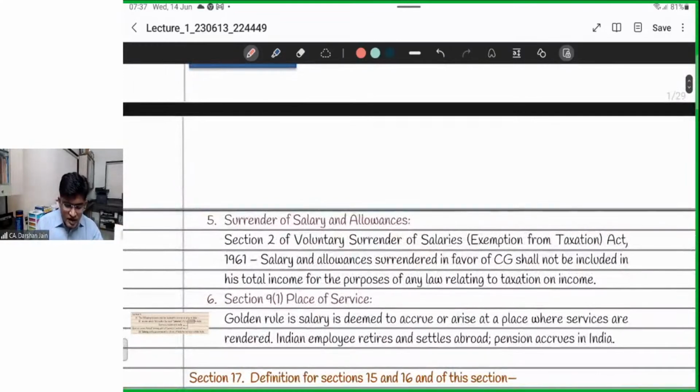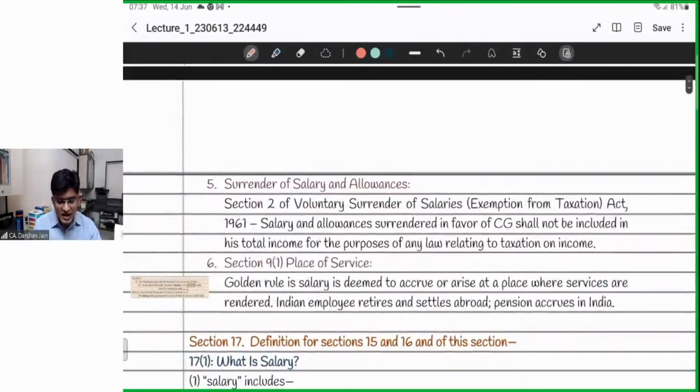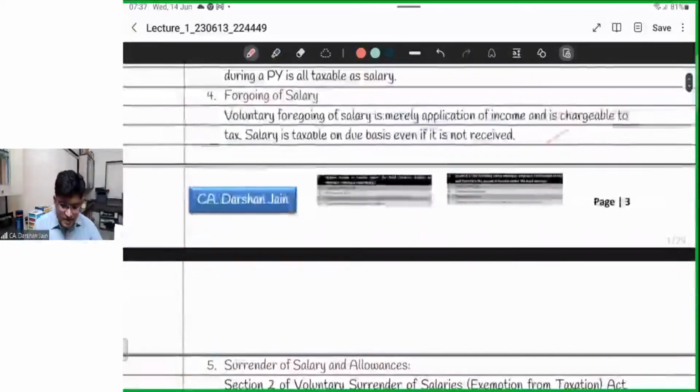Similarly, but then, there is one exception, and that exception is surrender of salary. If you surrender the salary voluntarily, it has become due, but you surrender it in favor of the central government. So if you're giving it to the government, right, there is some disaster that has happened, and therefore what you do is you forego your salary in favor of the government for a complete month. Now, that is not going to be taxed in your hands if it is so surrendered in favor of the central government.